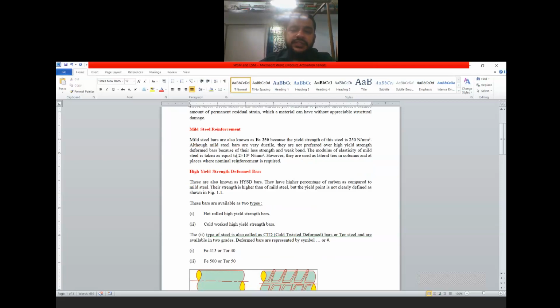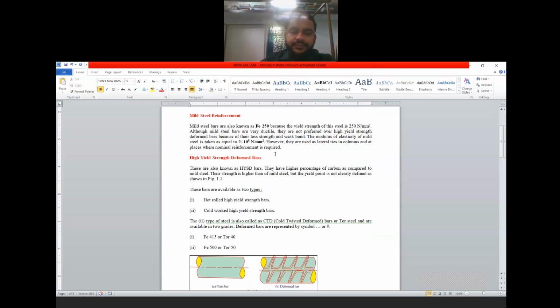The modulus of elasticity is given 2.2 into 10 to the power 5. In the later classes, when we will solve some numericals, you will remember these values. Okay. Now no need to remember, just see these things.